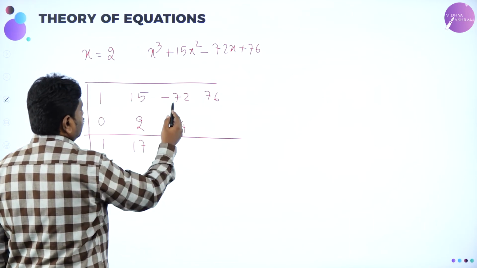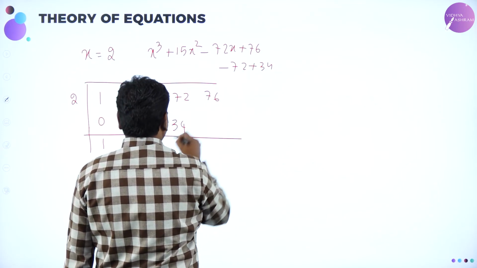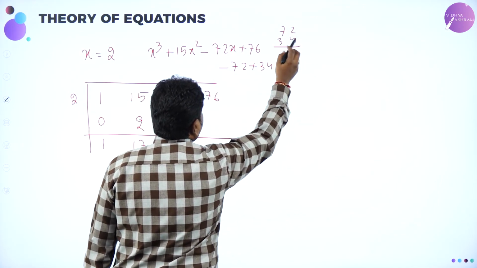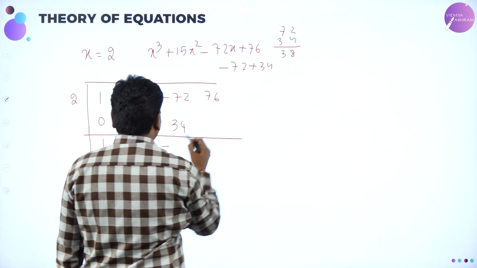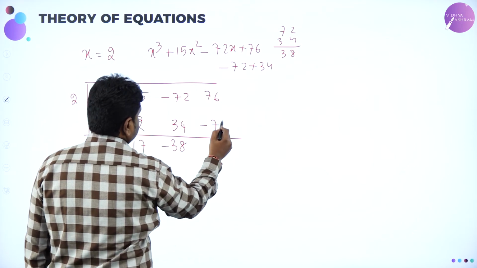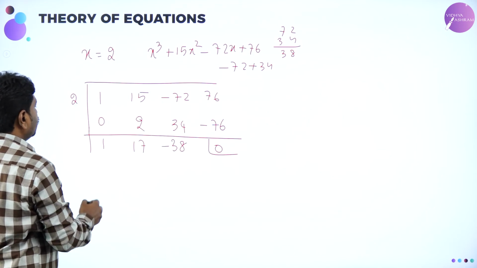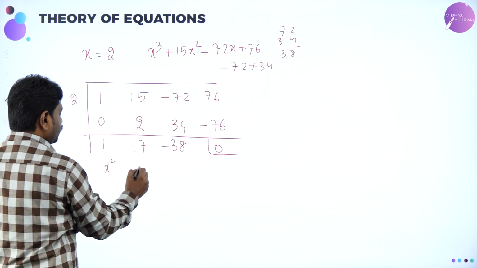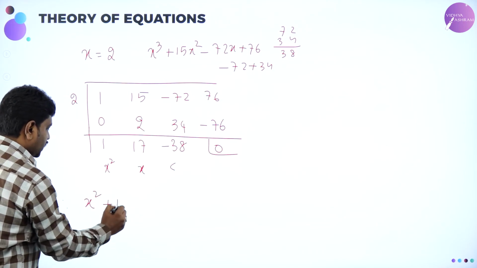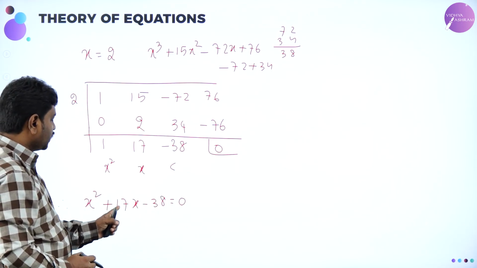When you add, that means minus 72 plus 34, it means subtract, and it will be negative. 72 minus 34: 12 minus 4 is 8, and 6 minus 3 is 3. So it is minus 38. Now multiply, it will become minus 76 exactly. Now if you add, it will become 0. If this is a root, you compulsorily get 0. So now this is a quadratic equation: the coefficient of x square, of x, and the constant. Therefore x square plus 17x minus 38 equal to 0. Now solve this quadratic equation.